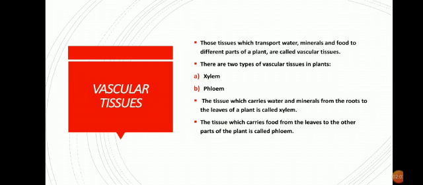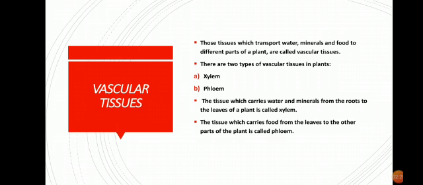We all know the function of a root is to absorb water from the soil, isn't it? Now this water is taken upward by the vascular tissue xylem. Because we all know that water is essential for the process of photosynthesis, this water from the roots has to be taken to the leaves. And this is performed by the xylem.